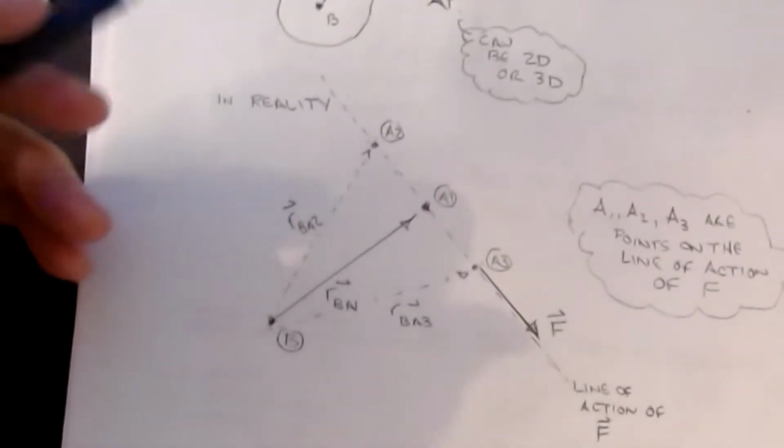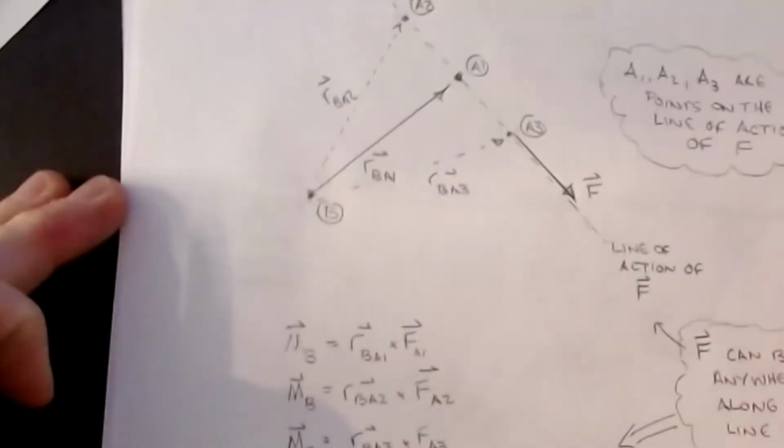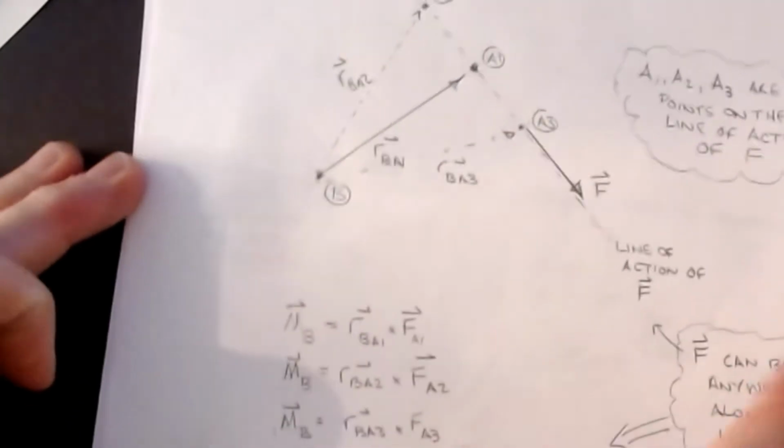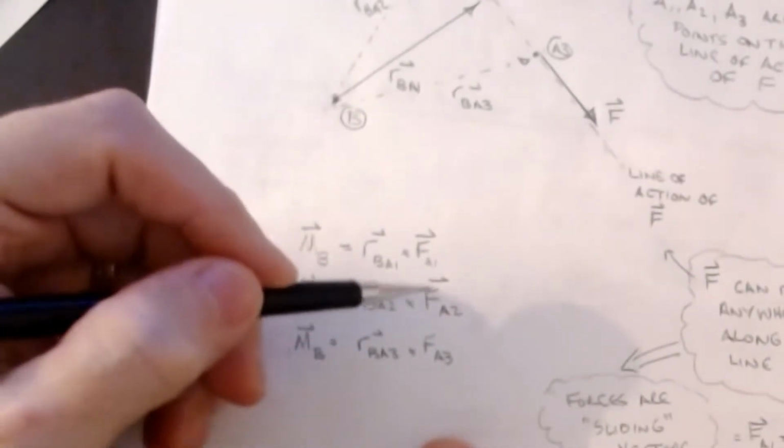It doesn't matter. It will all get me the same moment. Okay, so what does that look like with our vector equations? If I wrote this out, then what this means is that the moment at B would be R_BA1 times the force at A1. And then the moment at B could also be R_BA2 cross product into the force at A2.